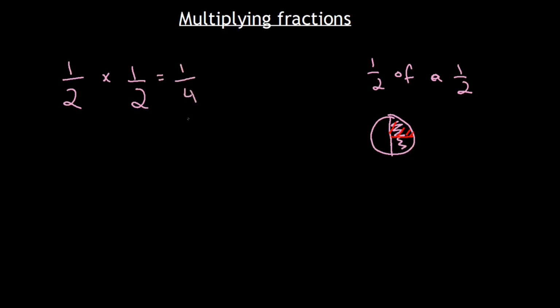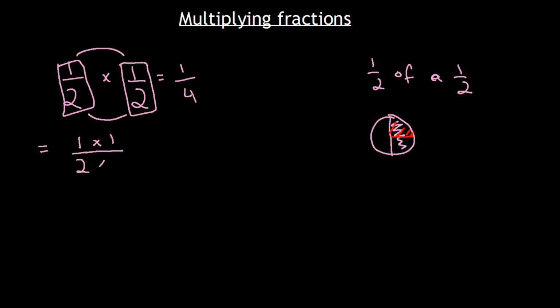Now we have to spot the pattern. So how are we going from this fraction and this fraction to get to a quarter? The only way to get to the answer is if we actually multiply the numbers. Look, 1 times 1 is 1, and then 2 times 2 is 4. So in other words, what we've just done is we've said we've got a half, and I'm just going to extend this line. So 1 times 1 is 1, and 2 times 2 is 4. So that's the basic principle of multiplying fractions.